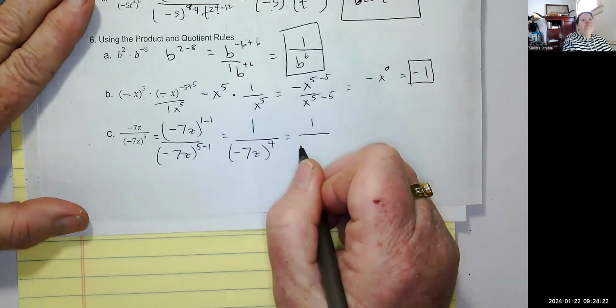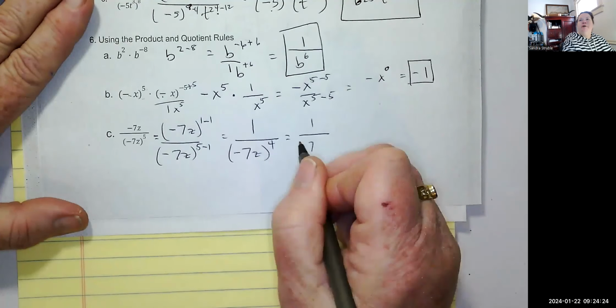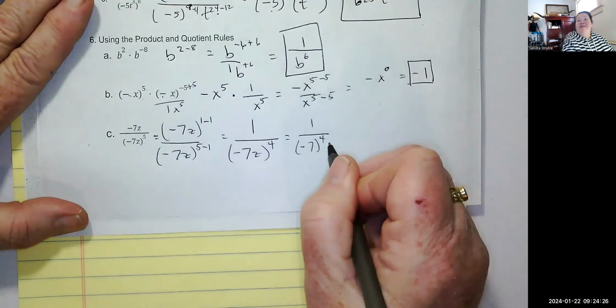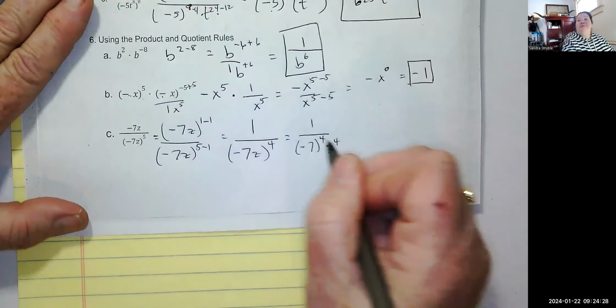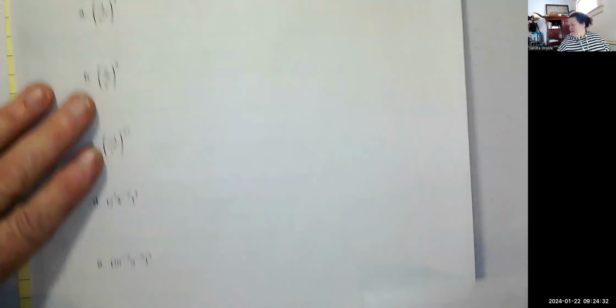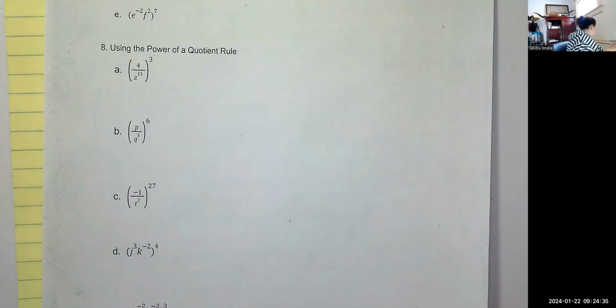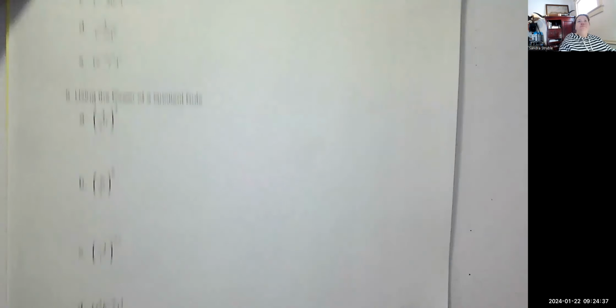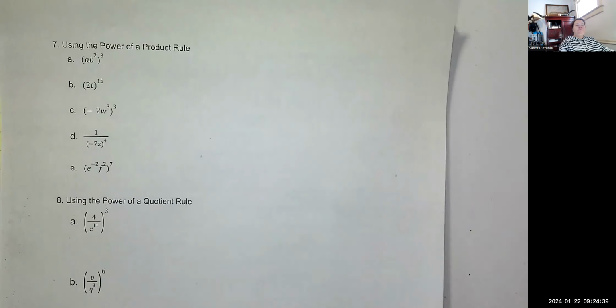49 times 49. Nope, use your calculator. And then we get z to the 4th. Our exponents are positive, we are golden. All right. Maybe I should invest in the calculator, because you can never have enough, right?